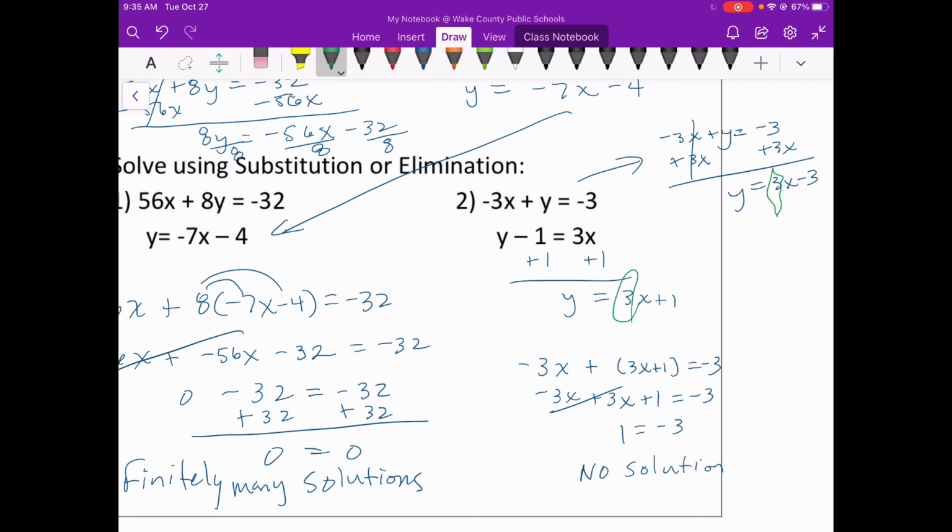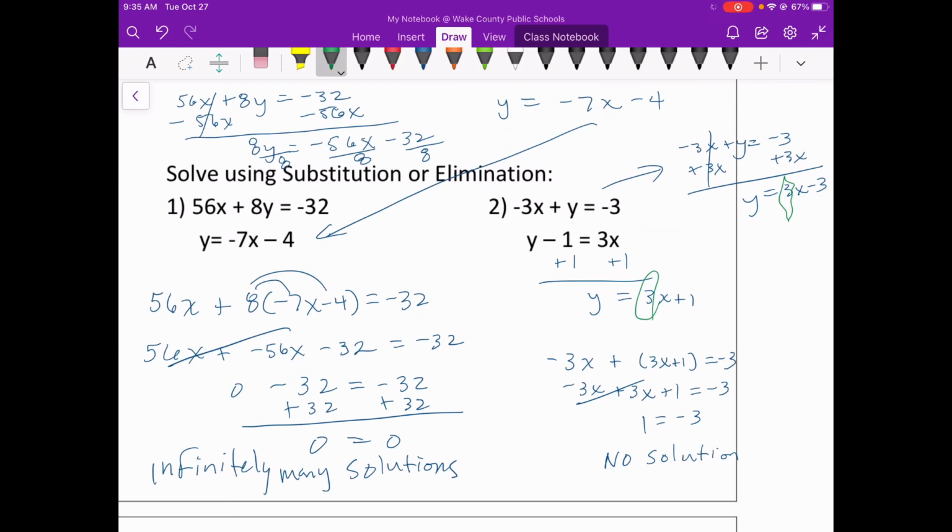So that's the two scenarios on how they might show up. For infinitely many, everything cancels out, but you get a true statement. For no solution, everything cancels out, but you get a false statement. And again, you can always check back and see that in the infinitely many solutions, the equations are the same. In the no solution case, the lines are parallel because the slopes of the equations are the same. I hope that's helpful. Pay attention to these things as you're solving in case you ever run into one of these special cases.